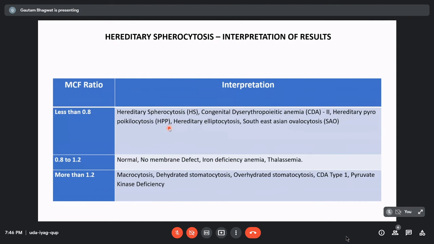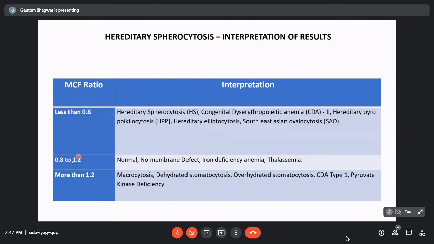So if we see, the most common of all these is hereditary spherocytosis, and depending on the clinical symptoms and the peripheral blood smear morphology, we can come to a diagnosis. However, if required, we can go for further testing to look for the gene defects to make a confirmatory diagnosis.